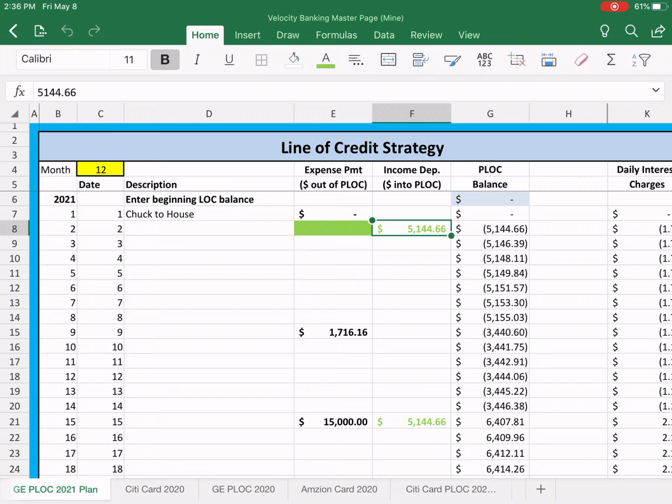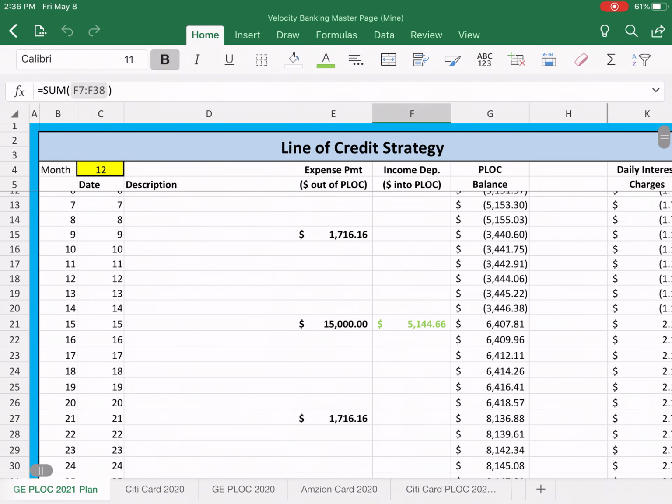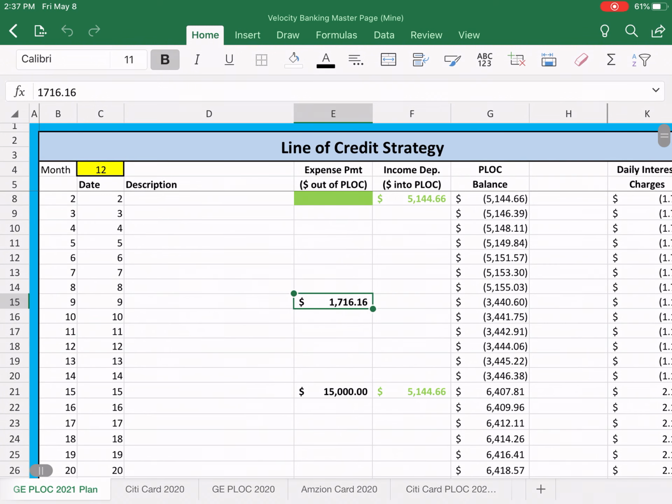So these are the incomes, right? So total in January, income coming in would be 15,433.98, right? So this would be the chunk. That's a $15,000 chunk that I'm gonna chunk on the mortgage, right? And this is my expenses. So my expenses is 1716.16 times 3. So I just add them up and divide it by 3.